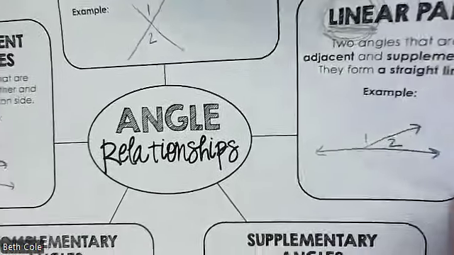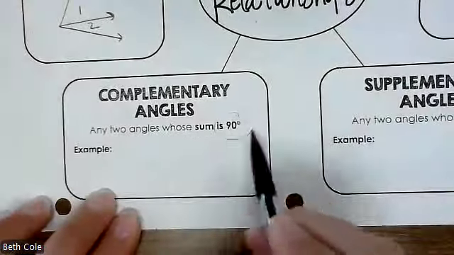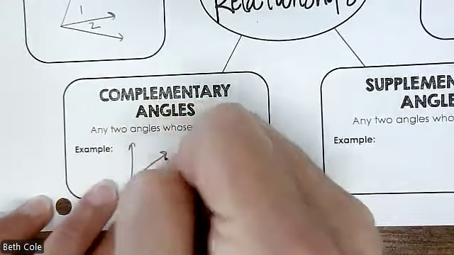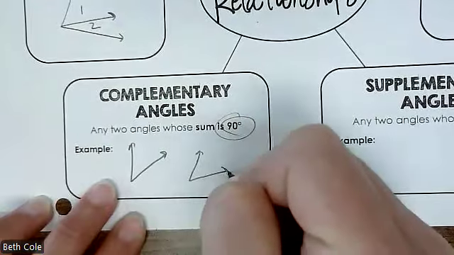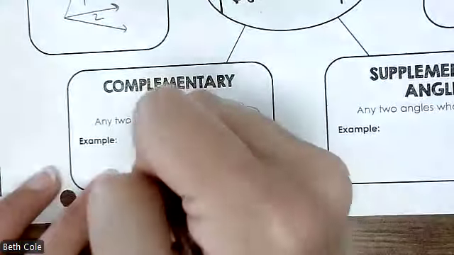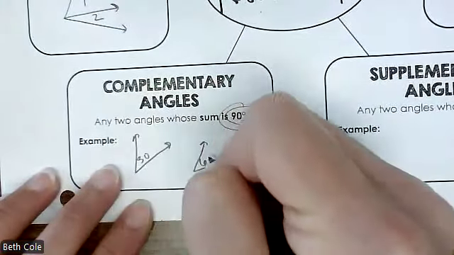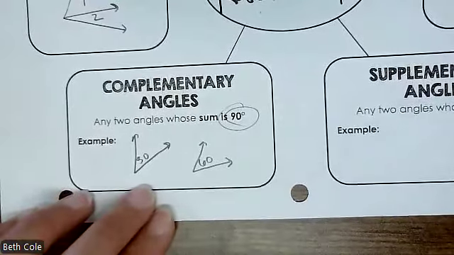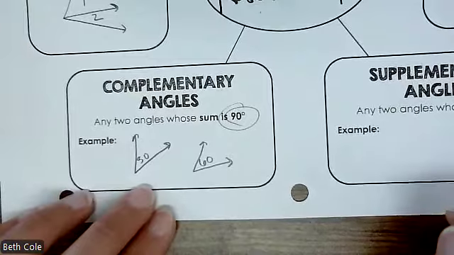All right, complementary means that they add up to 90. So just draw yourself two angles and we just need to come up with two numbers that add up to be 90. So I would probably do 30 and 60. I heard somebody say 45 back there. You can do 45 and 45. It really doesn't matter. As long as they add up to 90, they are complementary.